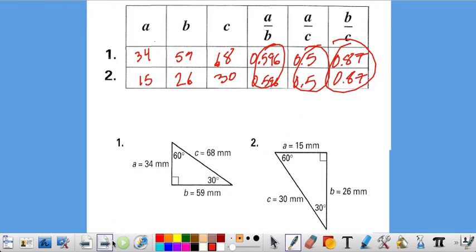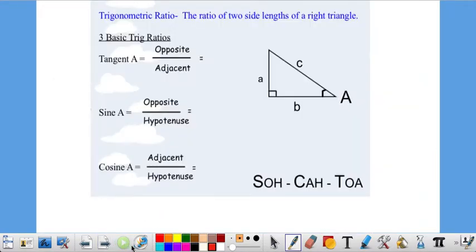So this leads us to our idea of a trigonometric ratio. A ratio is just a fraction. Trigonometry means relating to triangles. So all trigonometry is how angles relate to the side lengths of triangles. Our three basic trig ratios are sine, cosine, and tangent. You've probably heard these words before.